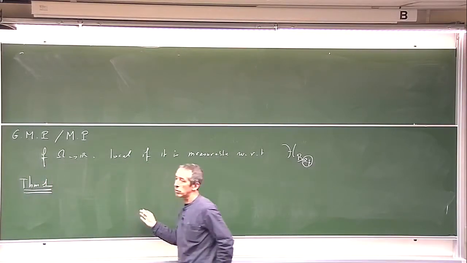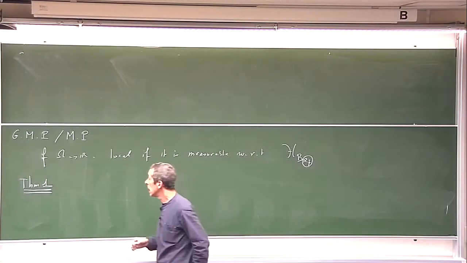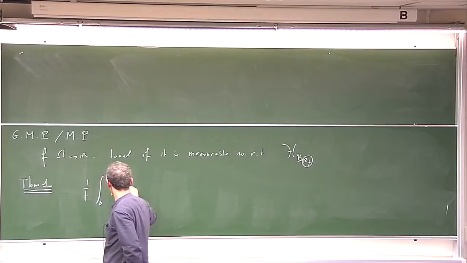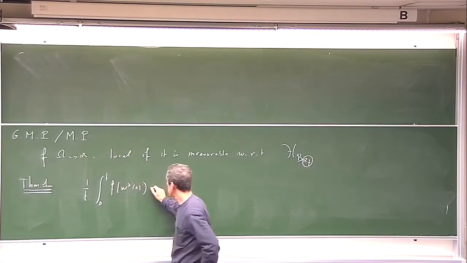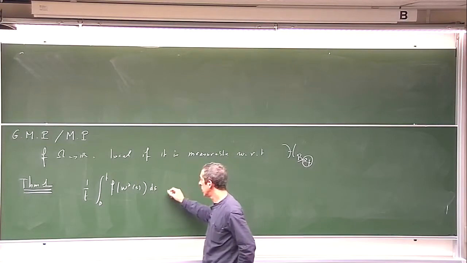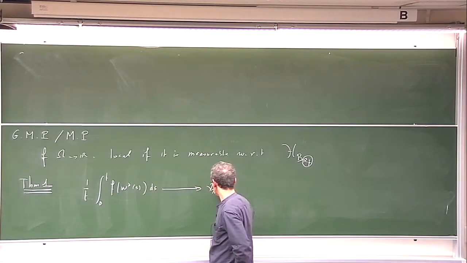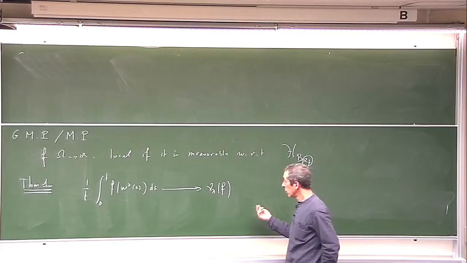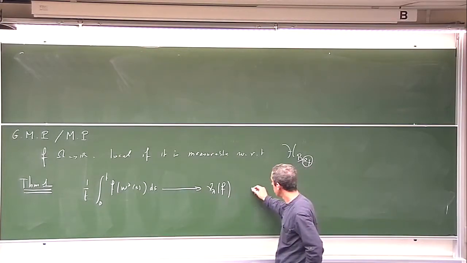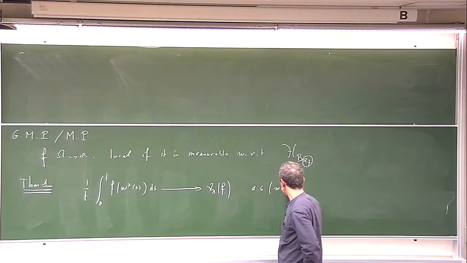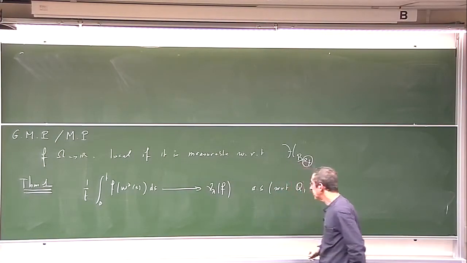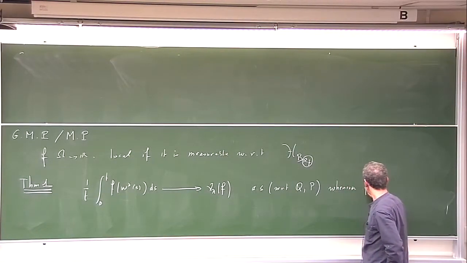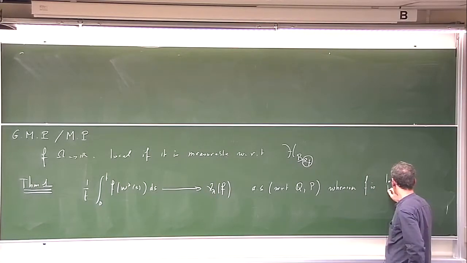So there are three statements. Theorem one is about constructing an invariant probability measure for the environment. You look at something like this: 1 over t, the integral from 0 to t of f of omega lambda of s, which is the environment seen from the particle, ds, and you want to compute the limit of that. So we claim this converges. And when it converges, I write nu lambda of f for the limit. This is an almost sure convergence with respect to everything, so almost sure with respect to q and p. And this is true whenever f is local and bounded.